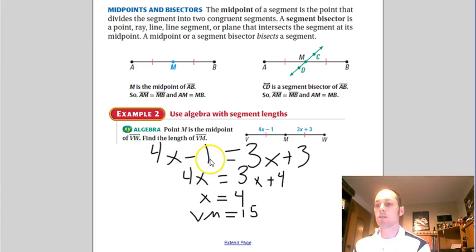Okay, so solving the equation, I added 1 to both sides to get 4x equals 3x plus 4. Subtracted the 3x from both sides to get x equal to 4. So if x equals 4, I'm asked to find the length of VM. So put 4 in for x. 4 times 4 is 16, minus 1 is 15. So VM equals 15, which if I check my work, MW should also be 15 if I did my work correctly. So 3 times 4 is 12, plus 3 is 15. So yes, it does work.